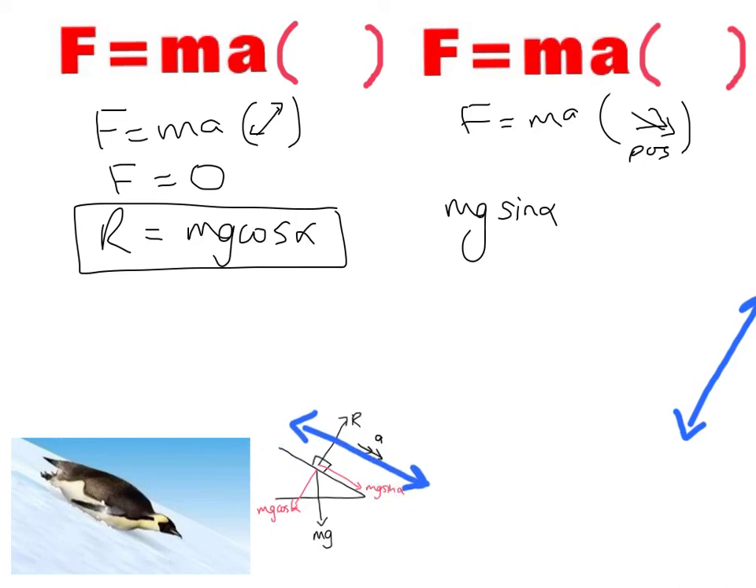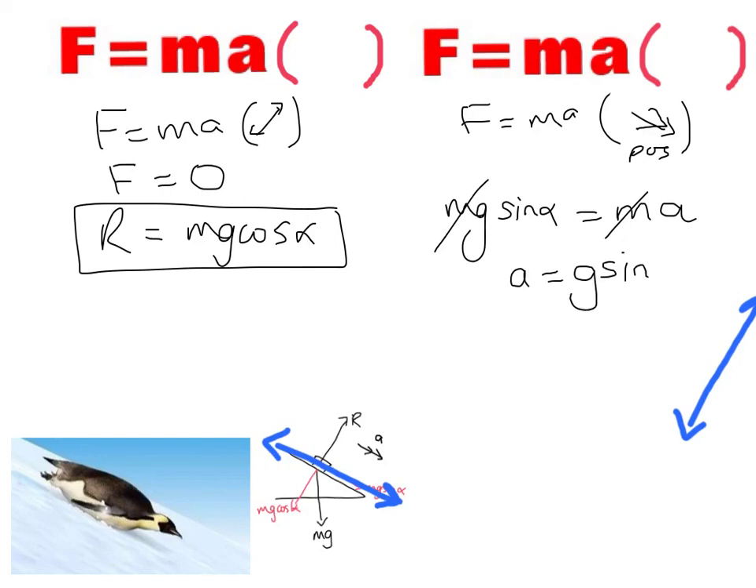That's why the penguin's going so fast and getting faster. He's shooting down. There's no friction because he's on ice and he's got a nice smooth belly. So mg sine alpha is the only thing featuring in this equation, and that is going to equal the mass of the penguin times the acceleration of the penguin. And actually we could simplify this, couldn't we, by cancelling an m off both sides. So the acceleration will be g sine alpha.